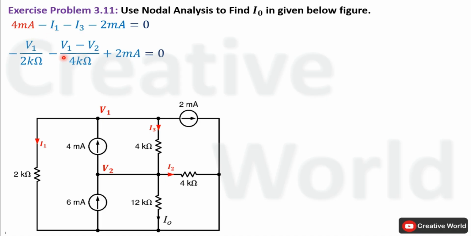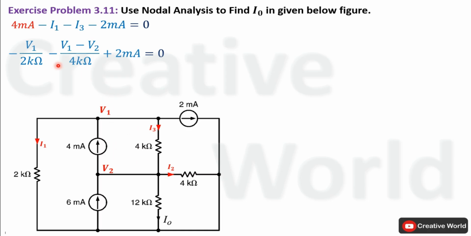Current I1 will be equal to V1 divided by 2 kilo ohm. Current I3 will be equal to V1 minus V2 divided by 4 kilo ohm. This 4 kilo ohm resistance is connected between two non-reference nodes, so the potential difference across this resistance will be equal to the difference of these two node voltages. The direction of current I3 is from node 1 to node 2, which indicates that node voltage V1 is higher than voltage V2. So the potential difference across this resistance will be taken as V2 subtracted from V1. The current I3 equation will be V1 minus V2 divided by 4 kilo ohm.